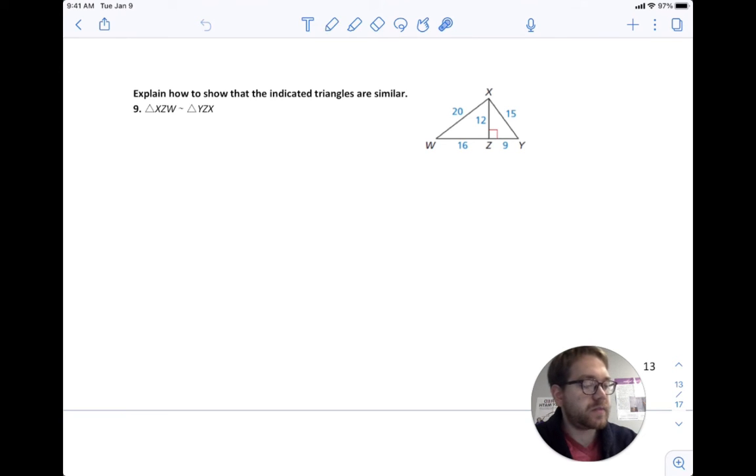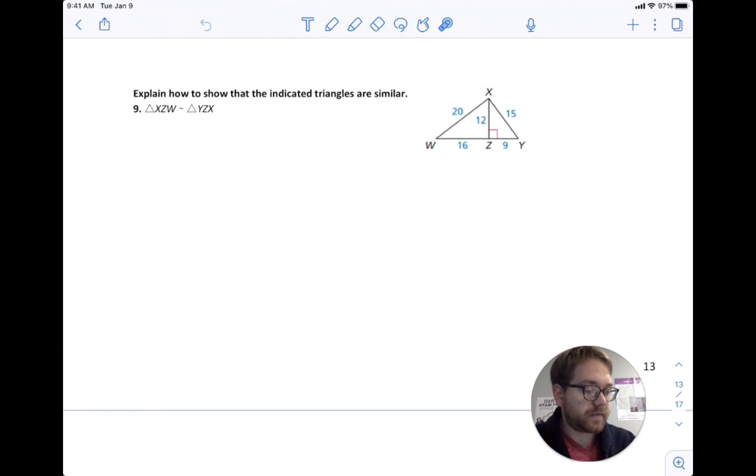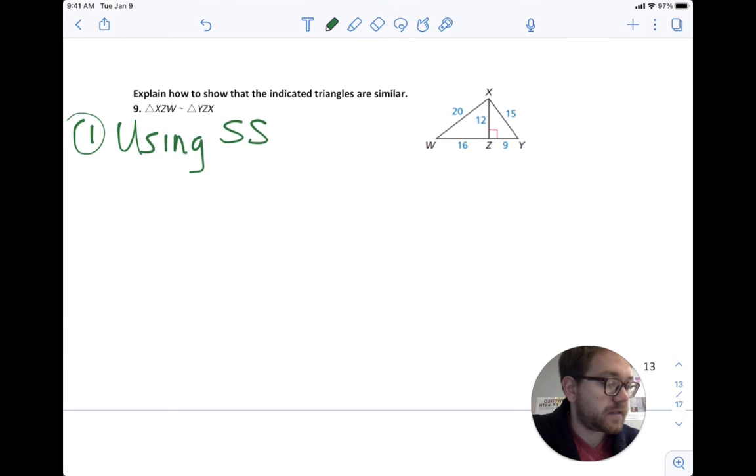So it says to explain how to show that the indicated triangles here are similar, okay? XZW and YZX. How do we show that those are similar to each other? And we can actually do it two different ways, using either the side-side-side theorem or the side-angle-side theorem. So we're going to look at both of them and kind of see what's different between them. So let's start with the side-side-side theorem.